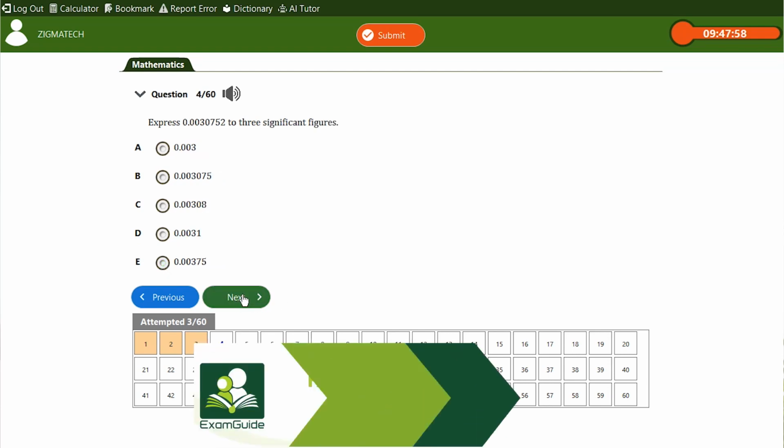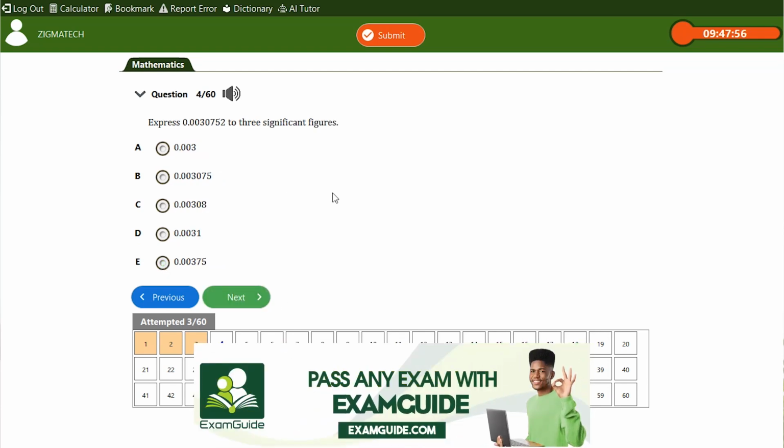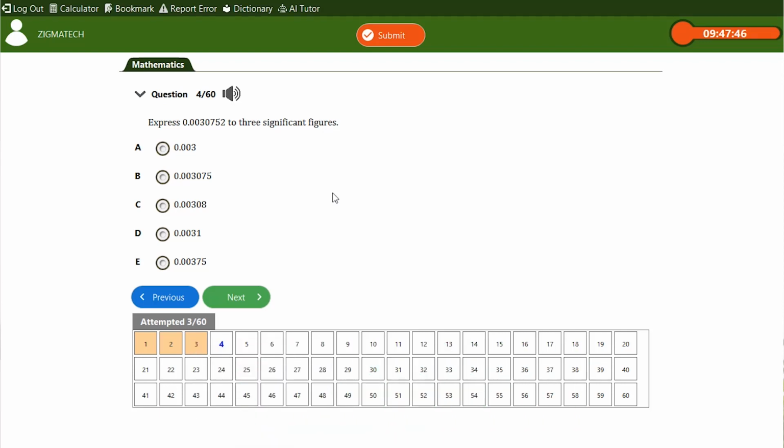All right? So let's move to number 4. Number 4 says express 0.003075. They said we should express this number to 3 significant figures.